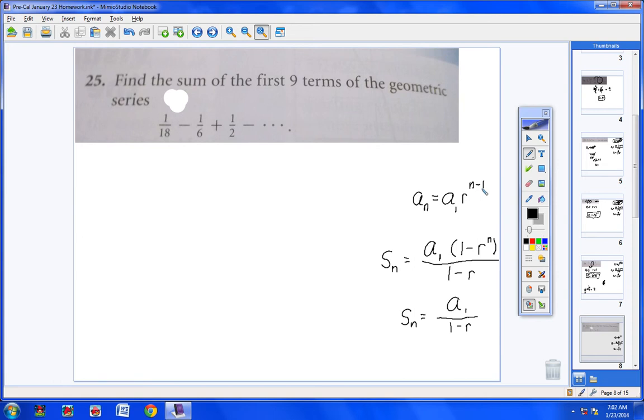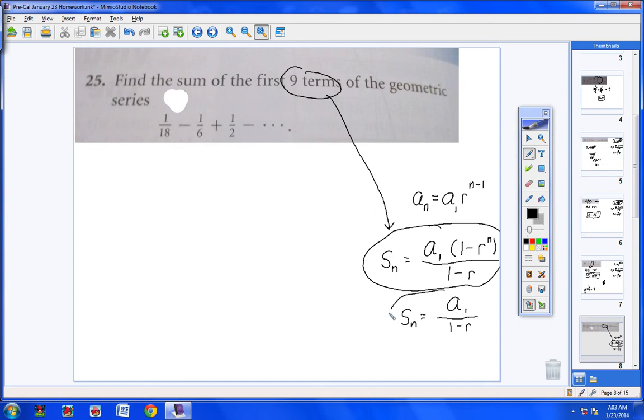Now that we know that we're finding the sum of a geometric series, there's 2 formulas we have to choose from. One of the formulas we use, which is this one here, when we know how many terms we're adding up, and we know we're adding 9 terms. So this is the formula we're going to use.